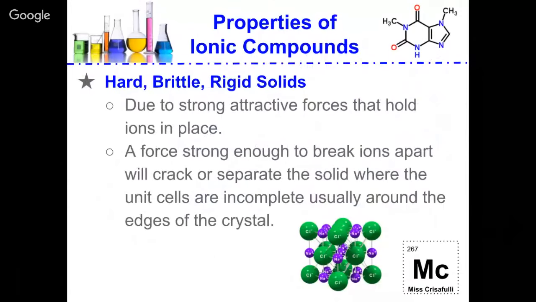So if we continue talking about the properties of ionic compounds, they are hard, brittle solids that are very rigid, and this is due to the strong attractive forces that hold the ions in place. A force strong enough to break the ions apart will crack or separate the solid where the unit cells are incomplete, usually around the edges of the crystal.